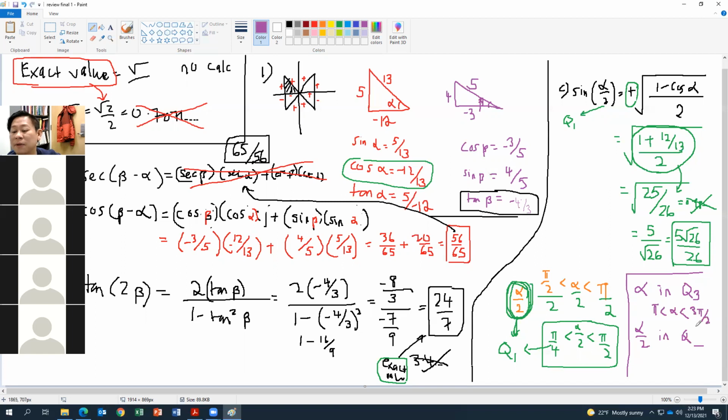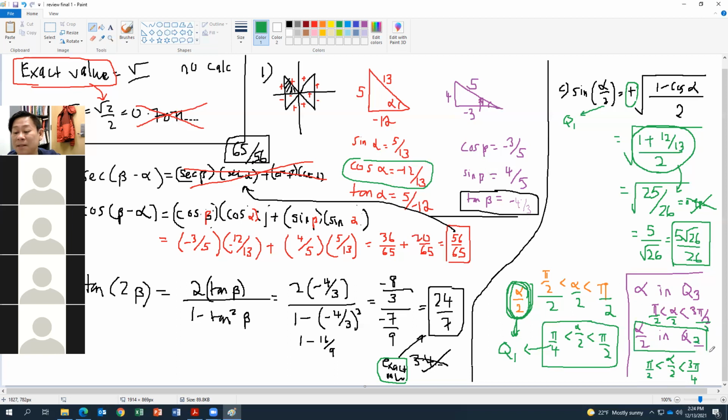So in order for us to figure out alpha over 2, I have to divide everything here by 2. When I divide by 2, alpha over 2 in this case is between pi over 2, which is 90 degrees, and 3 pi over 4, which is 135 degrees, something like that. So what quadrant does alpha over 2 belong to? Quadrant 2.